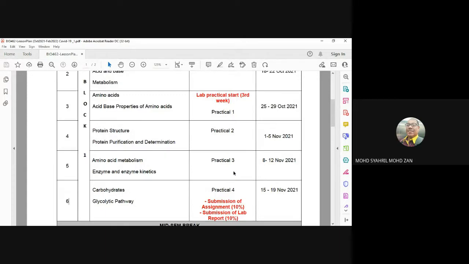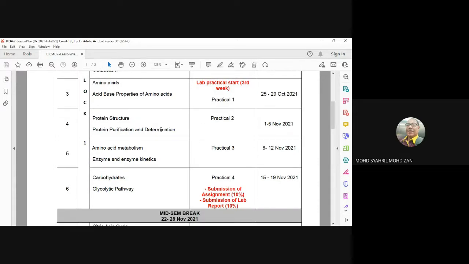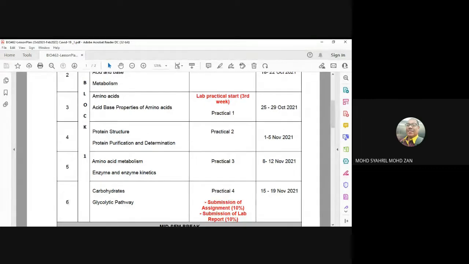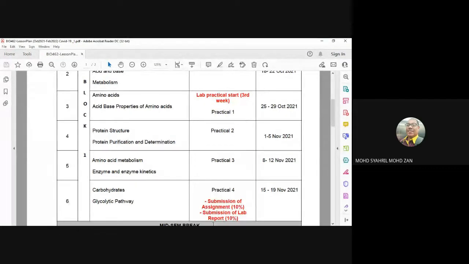Okay, for the first lab practical, you will learn about the basic properties of amino acids, right? Practical number 2, which is next week, inshallah, is protein structure. Okay, focusing on protein purification and determination. Okay, so practical number 3 will be amino acid metabolism, which refers to enzyme and enzyme kinetics. Last one will be carbohydrate. Okay, the pathway in our lab demonstration will be the glycolytic pathway, right? So only 4 lab practicals will be done in this course.